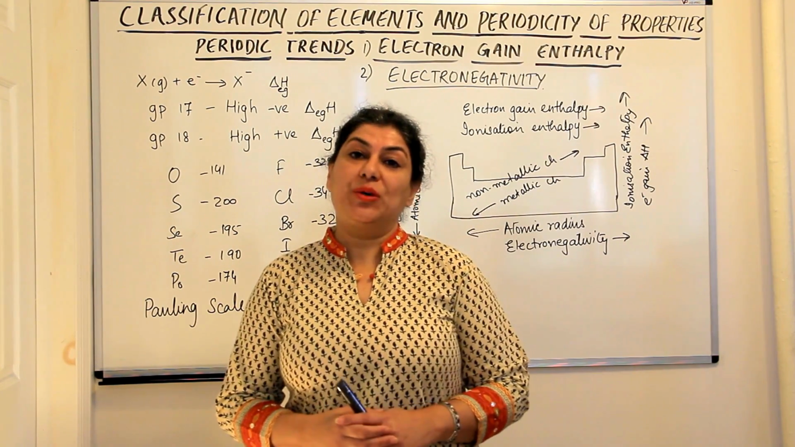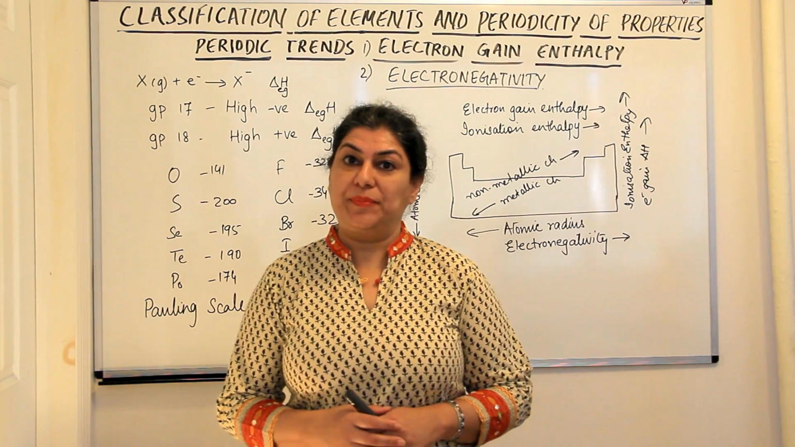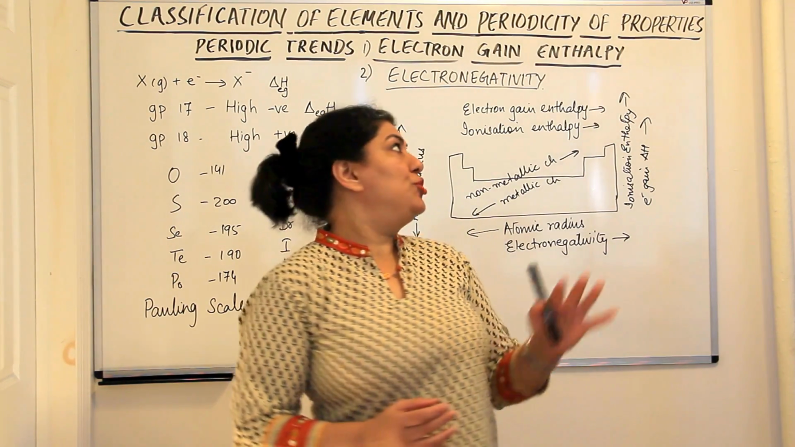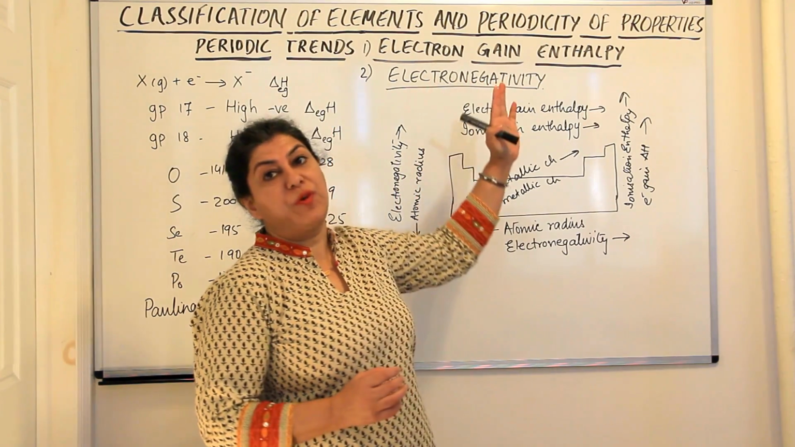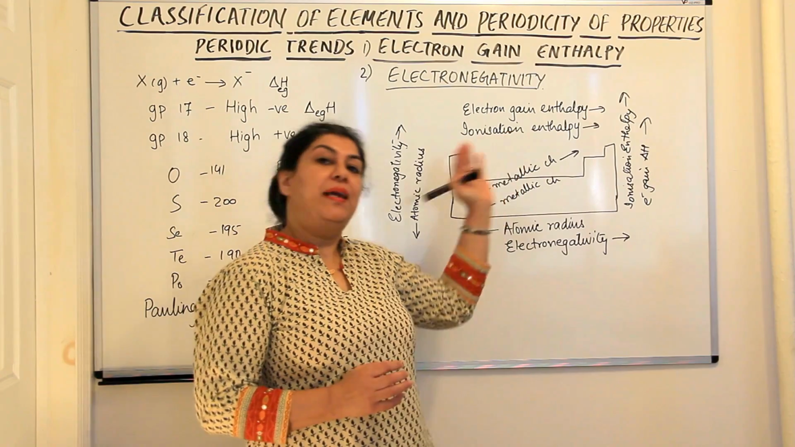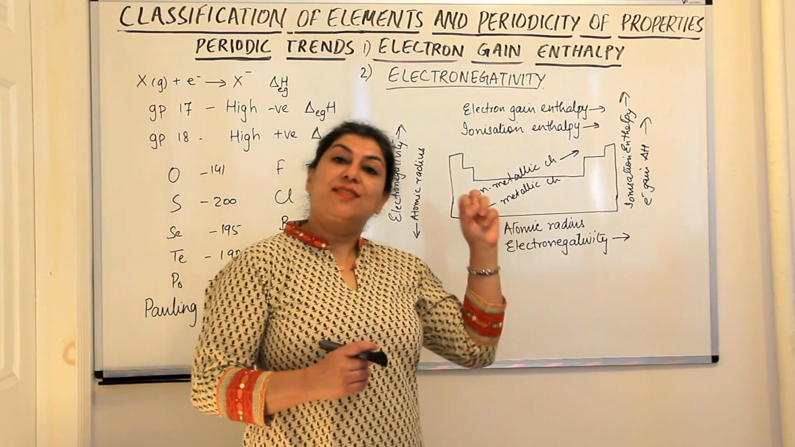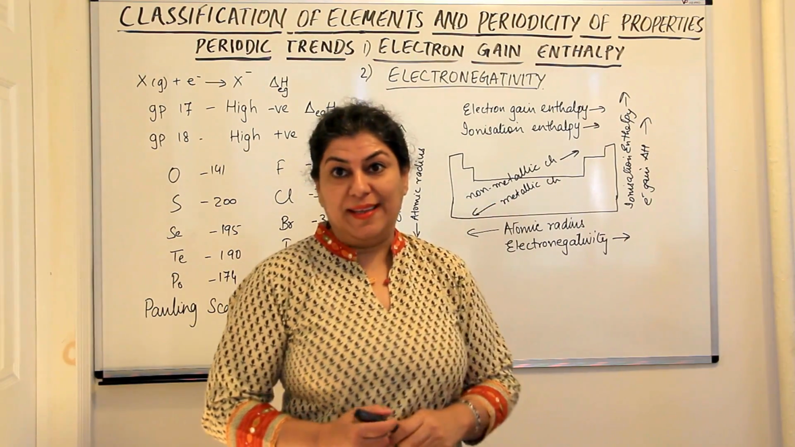In the previous video, I discussed the periodic trends of ionization enthalpy. In this video, I'm going to tell you about two more physical properties and their periodic trends. These are electron gain enthalpy and electronegativity. Electron gain enthalpy is the opposite of ionization enthalpy.